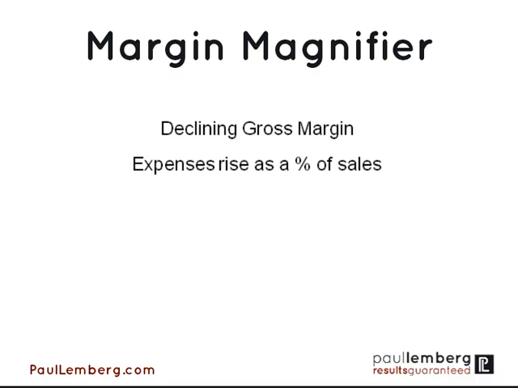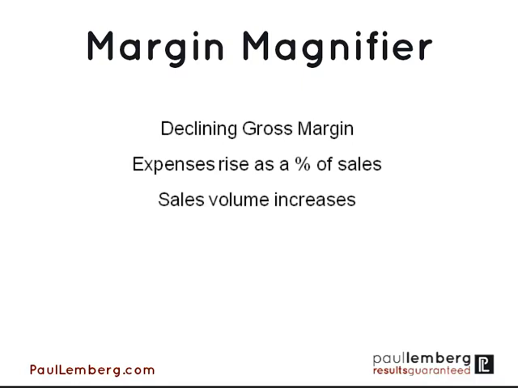Number two is when expenses rise as a percentage of sales. In other words, if your expenses are going up faster than your sales are going up as a percentage, then your business is headed for serious trouble. Failure number three is if your sales volume is increasing while either of those first two things is happening.